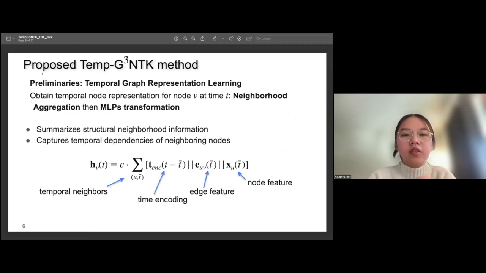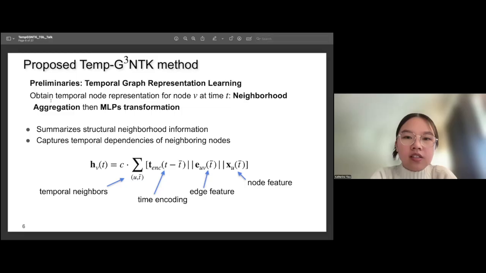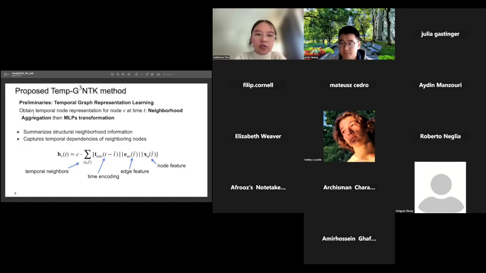First, I will introduce some preliminaries for temporal graph representation learning. In a graph that constantly changes with time, we would be interested in first how to obtain the temporal node representation for a node at some time to perform some node level tasks. And then after that, we would also be interested in obtaining the temporal graph representation for the whole temporal graph at some time t to also perform some graph level tasks, such as graph classification.